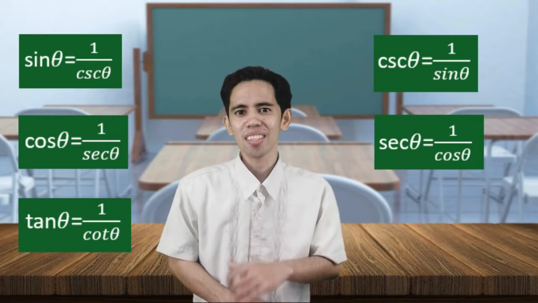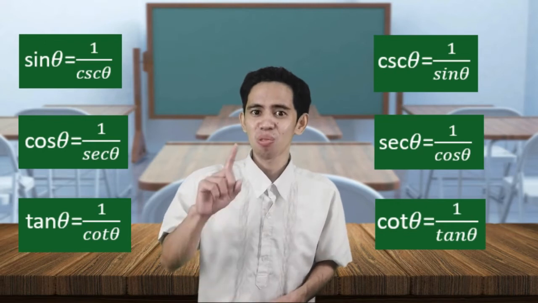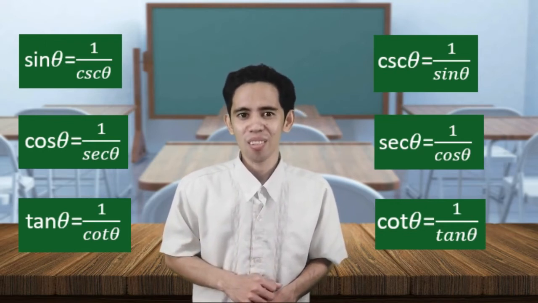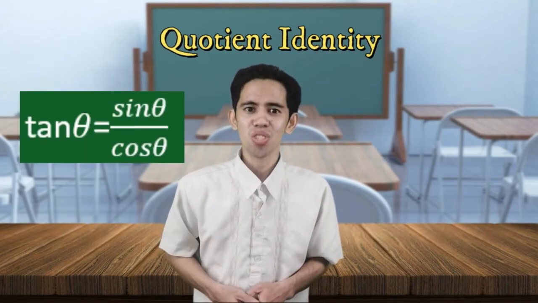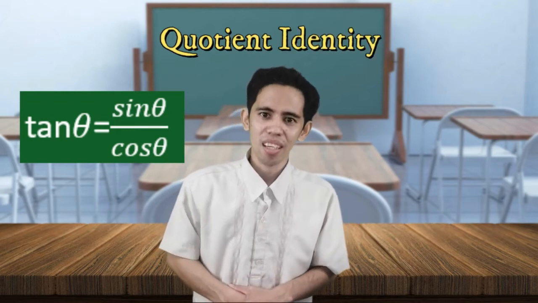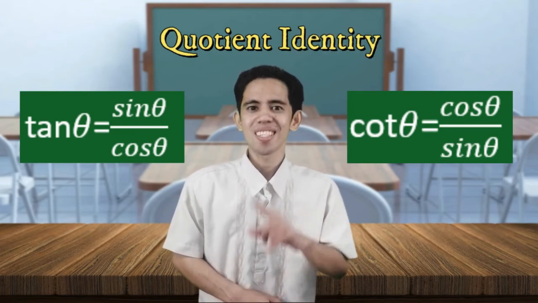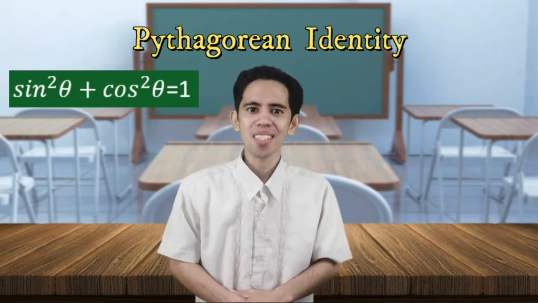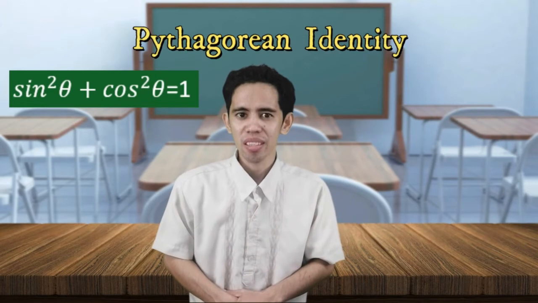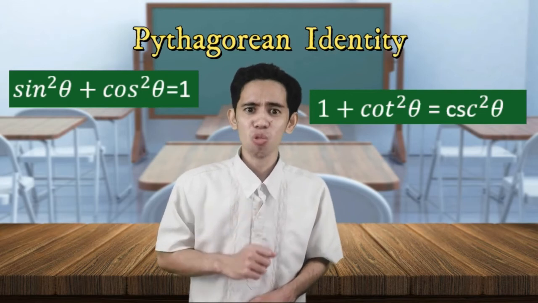And tangent theta is equal to 1 over cot theta. Then cot theta is equal to 1 over tangent theta or tan theta. These are the reciprocal identities. Tan theta is equal to sine theta over cos theta. And cot theta is equal to cos theta over sine theta. Then we have Pythagorean identities, which is sine squared theta plus cos squared theta is equal to 1. And 1 plus cot squared theta is equal to cosecant squared theta.